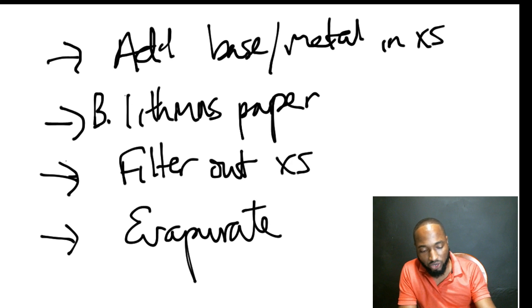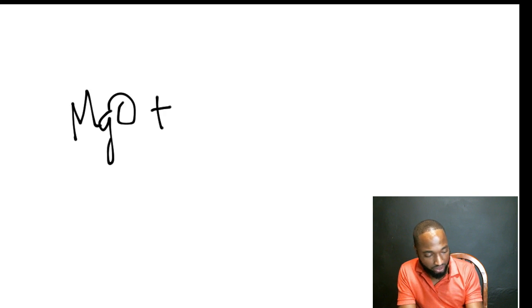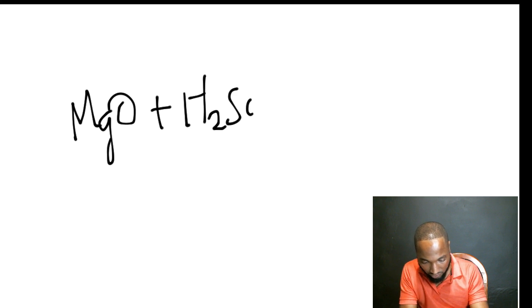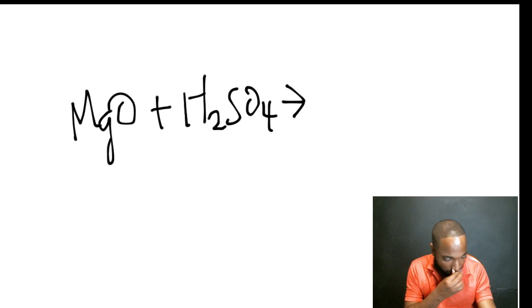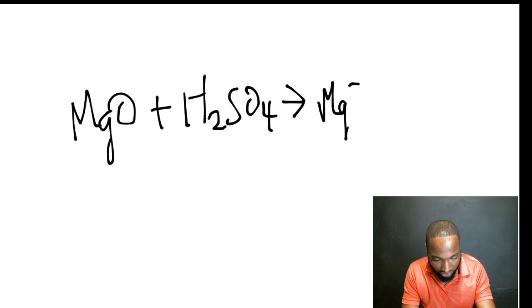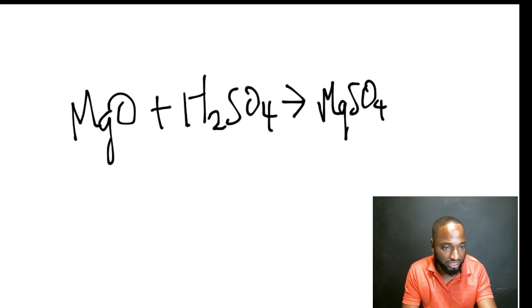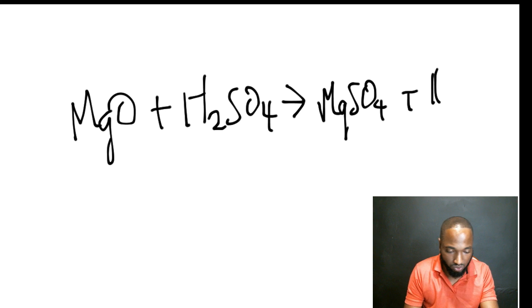You must know the equations. I'll just give you a general look at the equations. For example, magnesium oxide plus sulfuric acid, H2SO4, will give you magnesium sulfate, even though that's soluble, when you evaporate and crystallize, you'll have a solid, plus H2O.